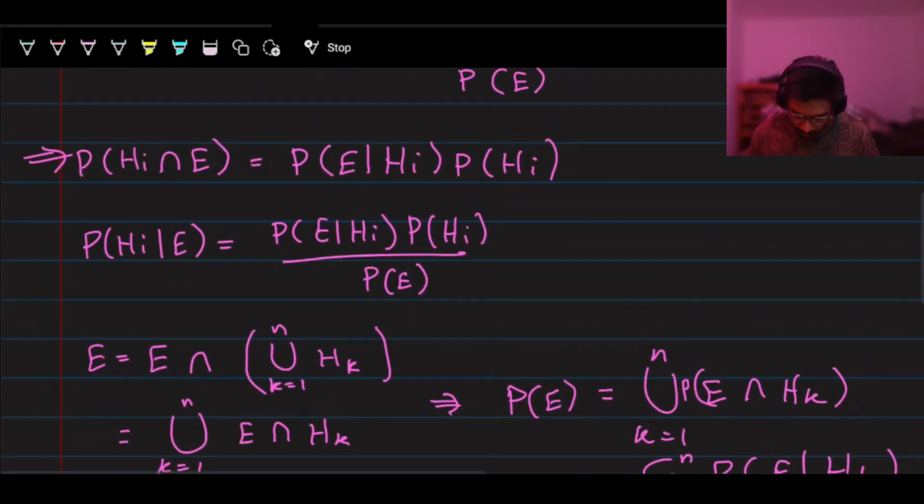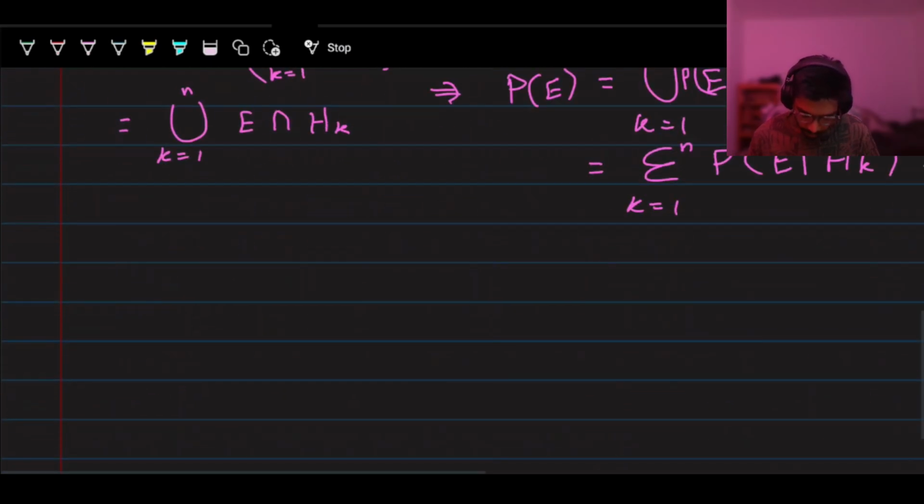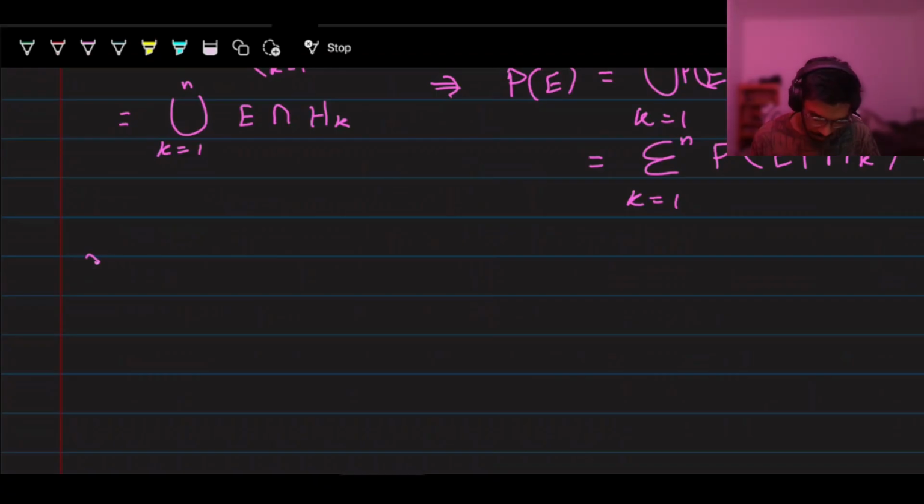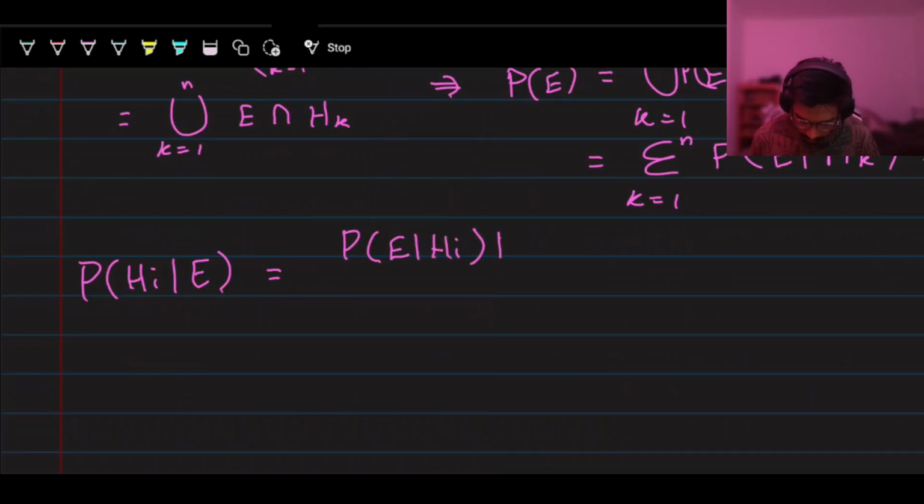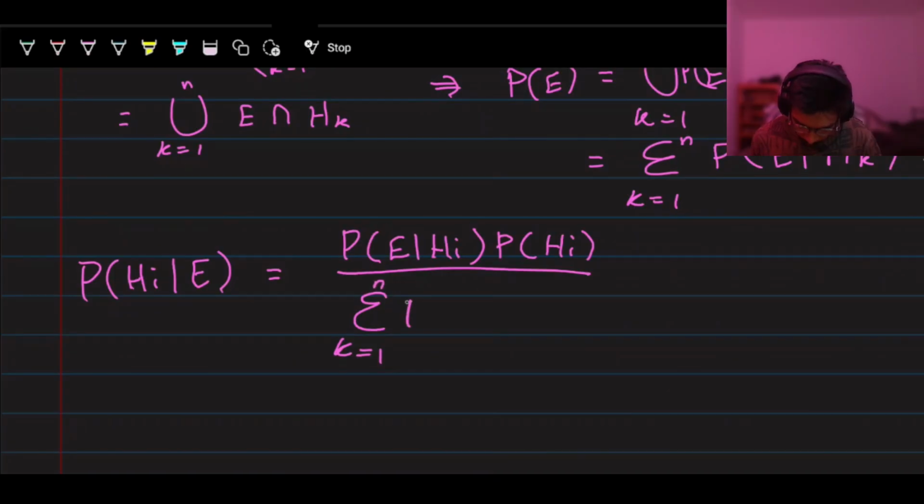And plugging this back in to our initial expression, we have that the probability of our hypothesis given our evidence is the same as the probability of our evidence given our hypothesis times the marginal of the hypothesis we're working with, over the sum of the conditional probability of our evidence given each hypothesis times the probability of that hypothesis, over all of our hypotheses.